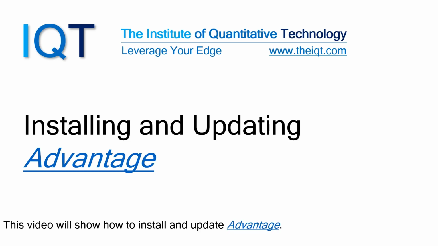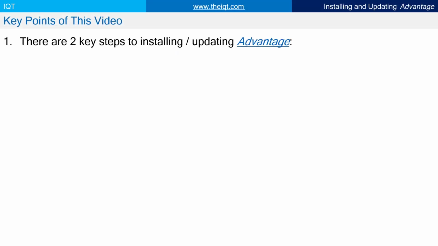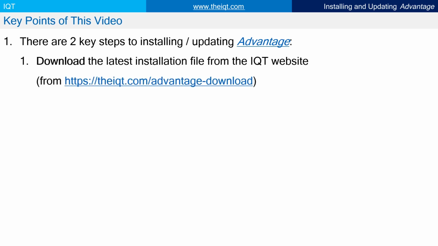This video will show how to install and update Advantage. There are two key steps to installing or updating Advantage. 1. Download the latest installation file from the IQT website, from https://theiqt.com/advantage-download. Install the downloaded file to your MT4 folder.